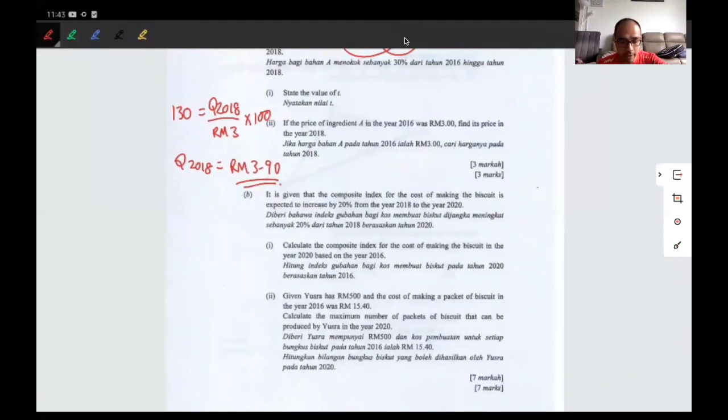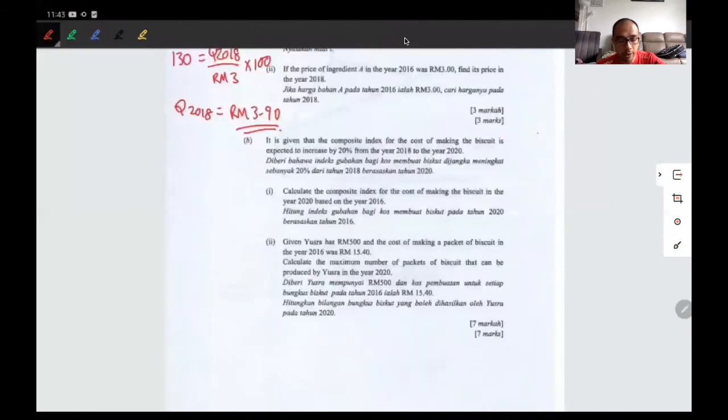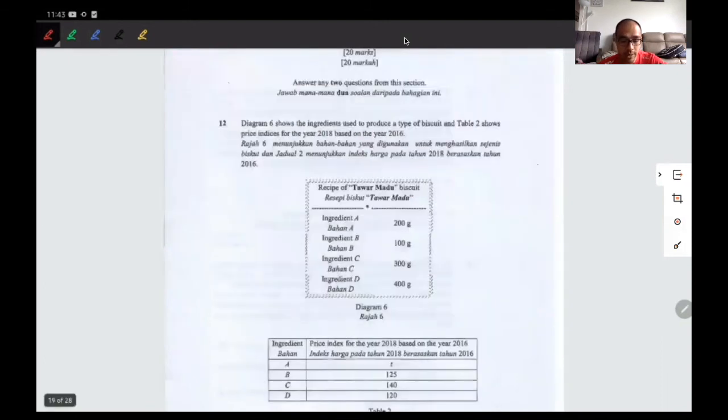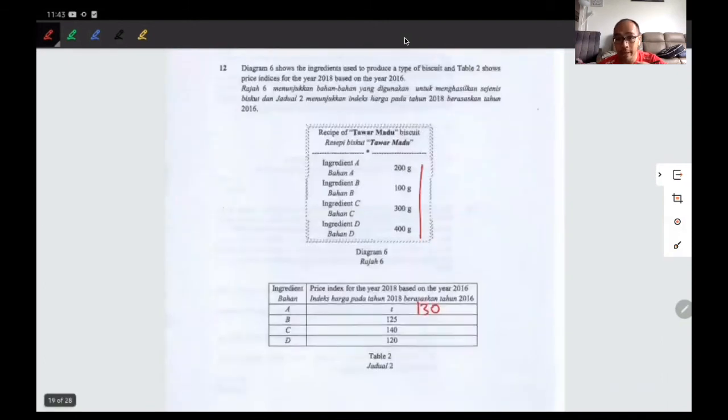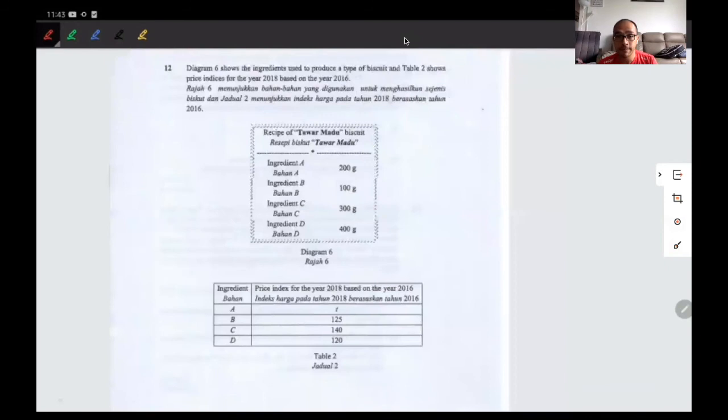Now it is given that the composite index for the cost of making the biscuit is expected to increase by 120% from the year 2018 to 2020. Okay, so first of all, calculate the composite index for the cost of making the biscuit in 2020 based on the year 2016. So the first thing you need to do is this. You need to count the composite index, okay, of the year 2018 based on the year 2016. This one first.